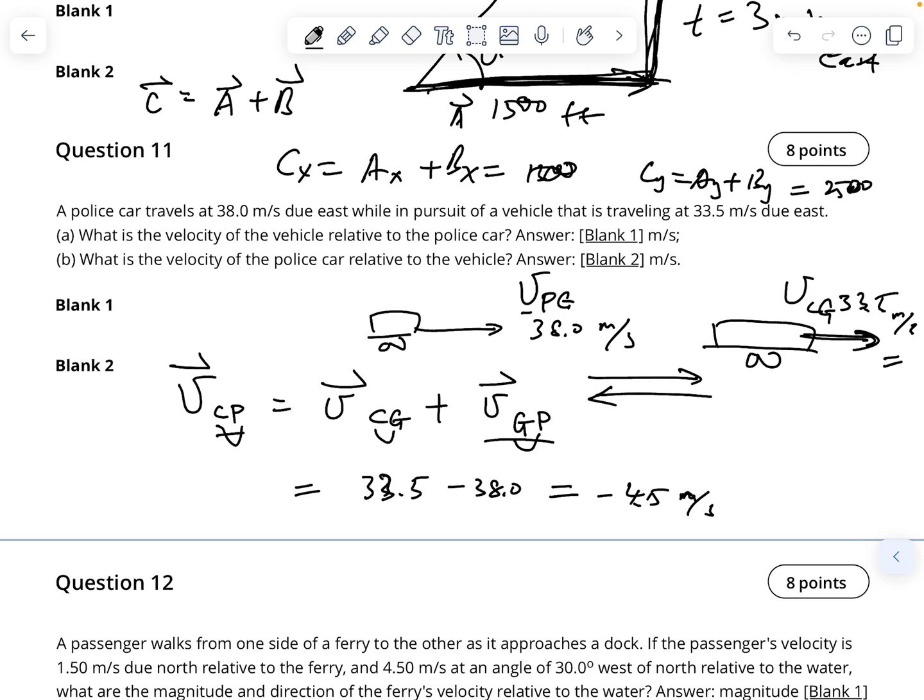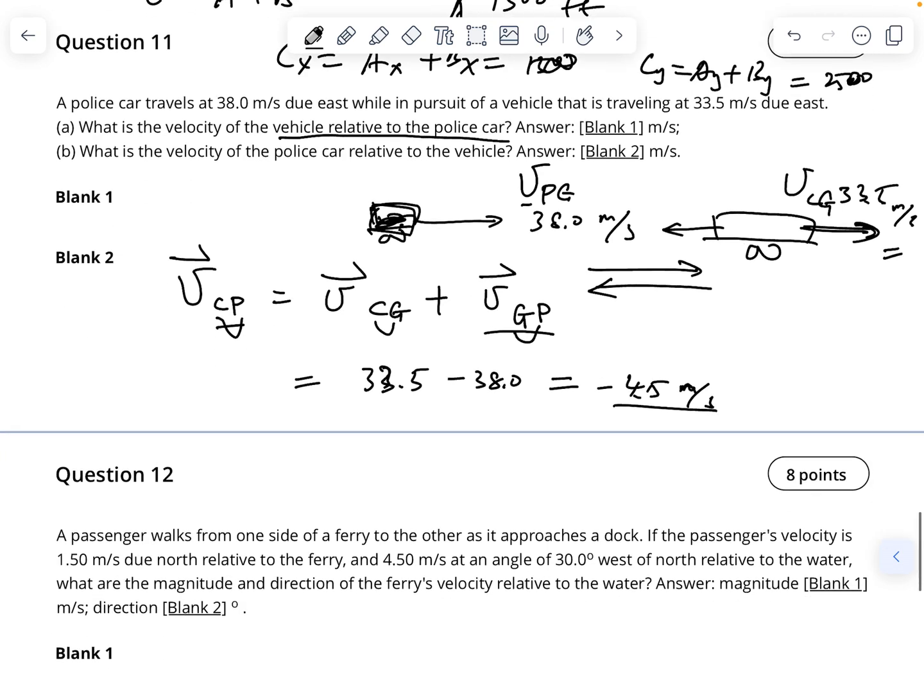So what is the velocity of the vehicle relative to the police? In the police officer's eye, you actually go this direction, because this is negative. Okay, so that is the relative velocity.